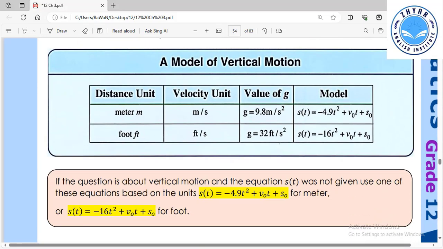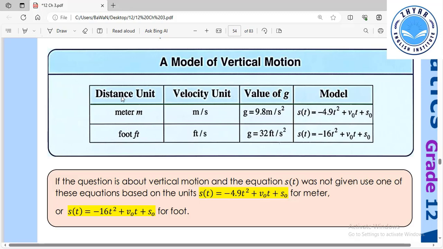This is for vertical motion. For vertical motion, if the function s of t is not given in the question, which we have it in this way in a few exercises, the function s of t, the position function, is not given, we need to know it ourselves because this is vertical motion. We have two functions that are quite identical. The only difference between them is the unit.